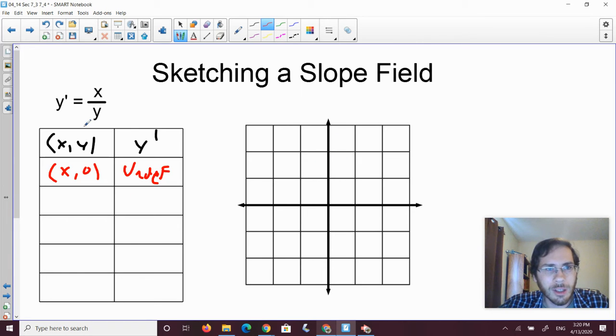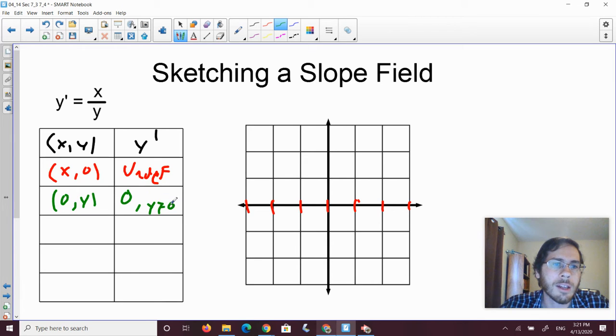So if the y coordinate is 0, we should get undefined slopes. So again, we're not supposed to put anything in there, but I'm going to put those in just for practice. If we have 0 and then y, we're going to get 0 if y does not equal 0. So here we're going to just get our nice flat line, slope of 0 slopes. So those are just going to go in pretty nice.